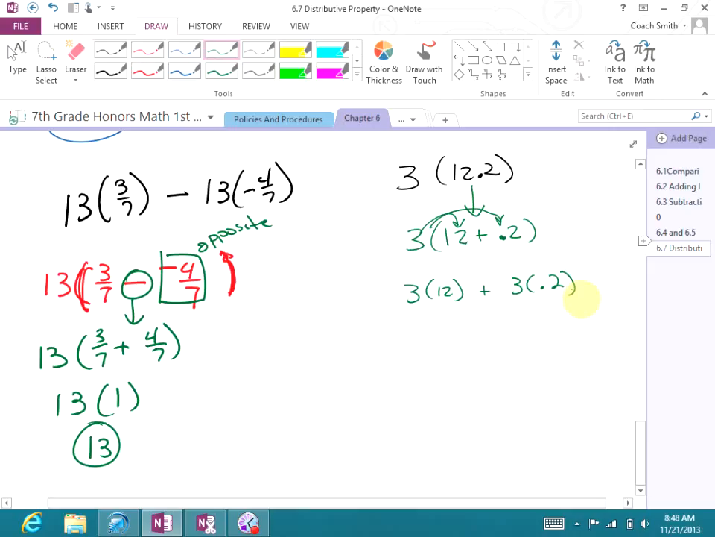Three times 12 is what? 36. What's 3 times 0.2? 0.6. Put the two together, 36.6.